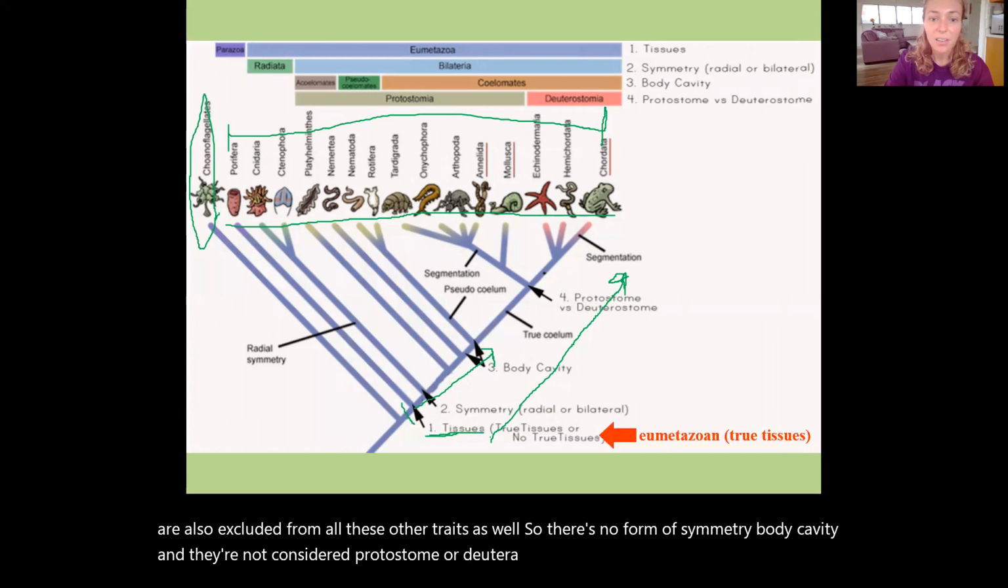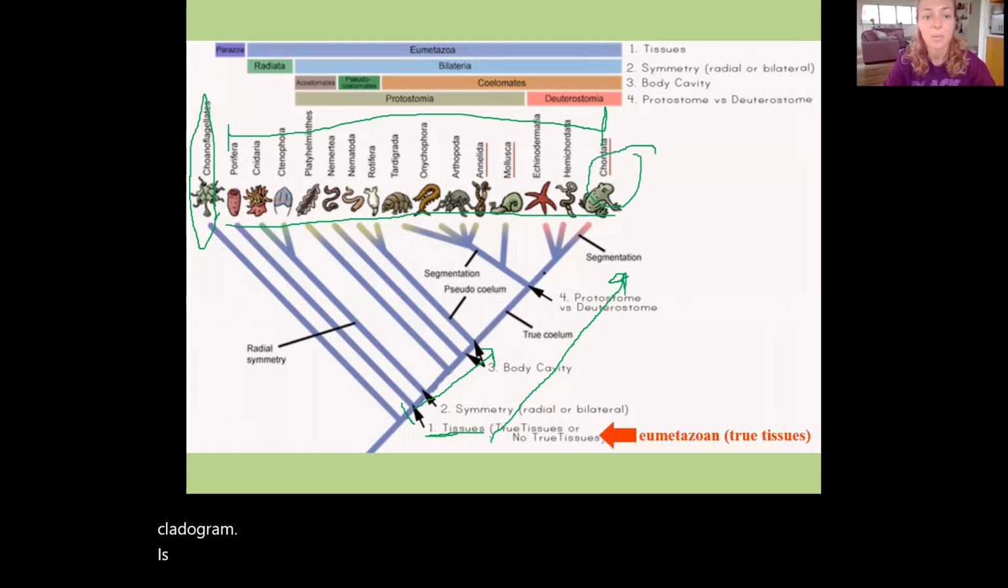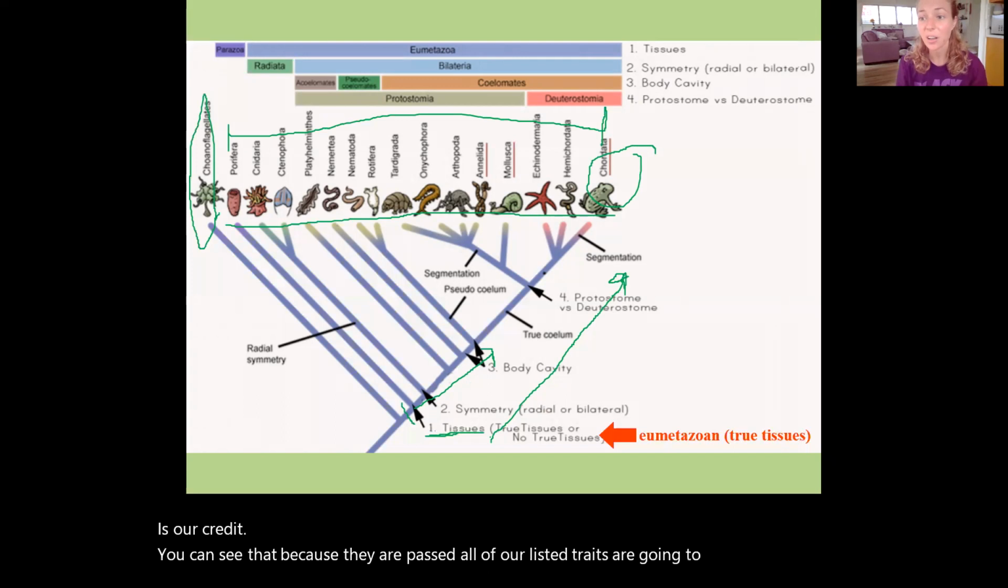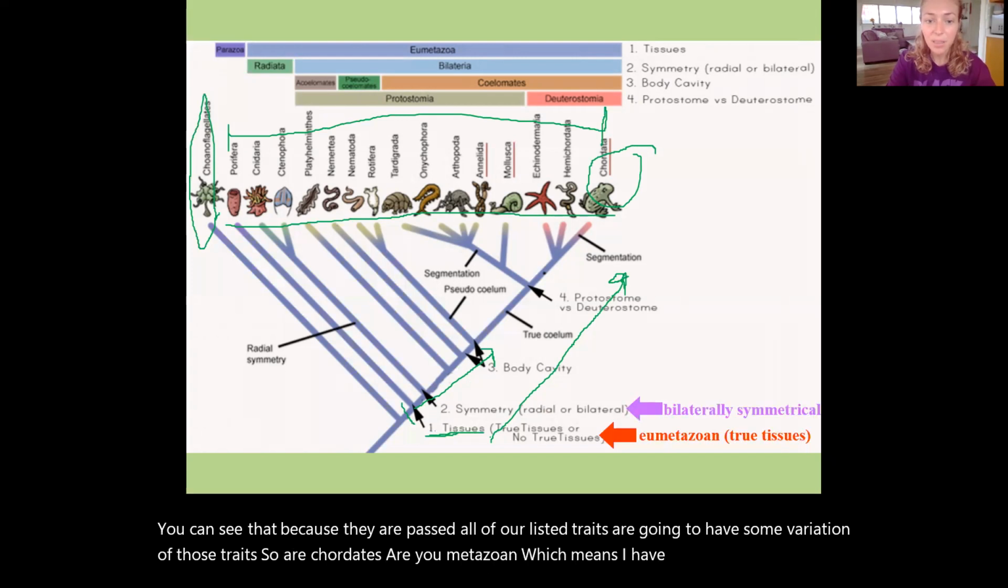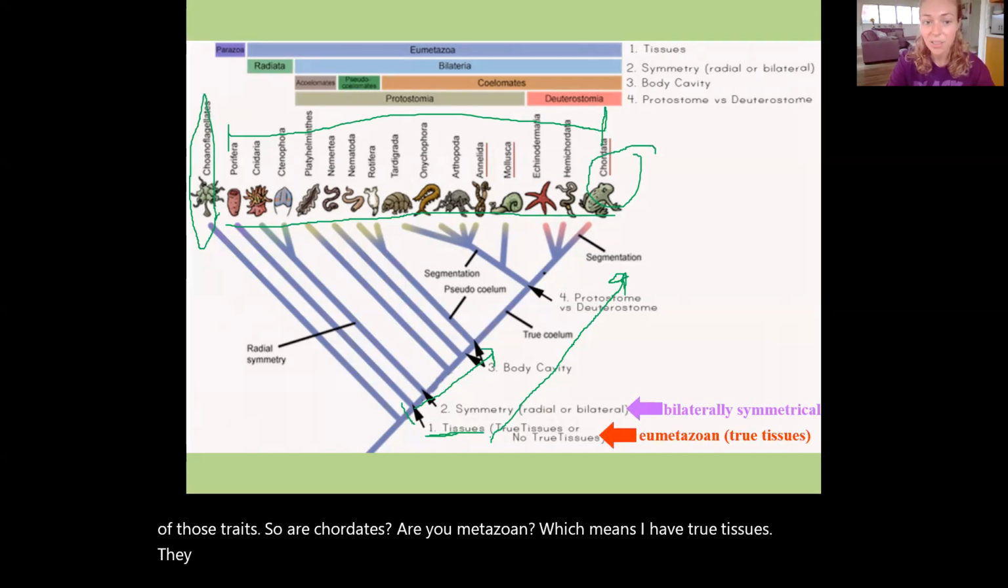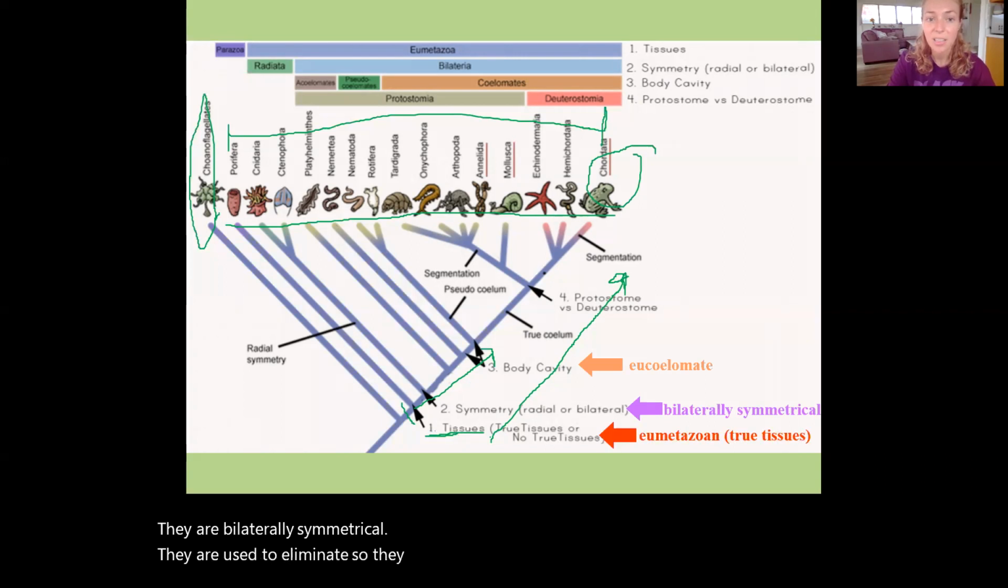On the other end of our cladogram is our chordates. You can see that because they are past all of our listed traits, they're going to have some variation of those traits. So our chordates are eumetazoan, which means they have true tissues. They are bilaterally symmetrical. They are eucoelomate, so they have true coeloms. And all of our chordates are deuterostomes.